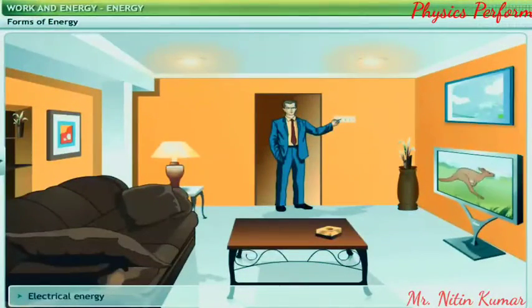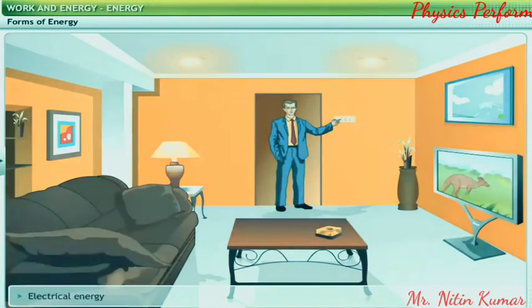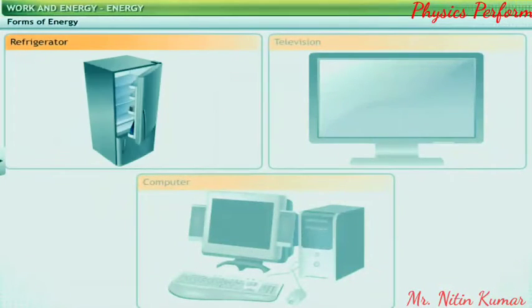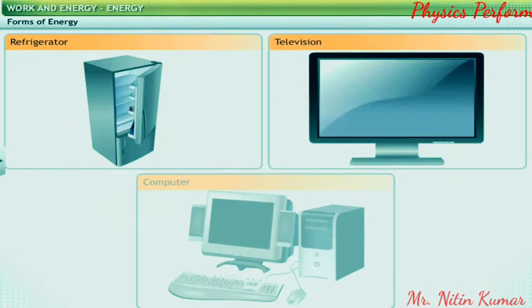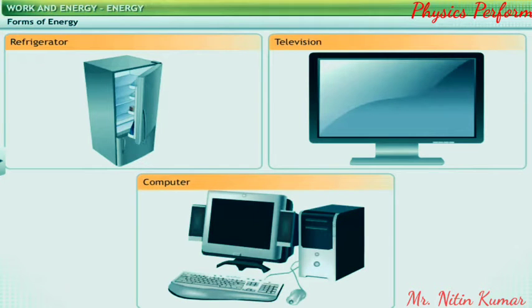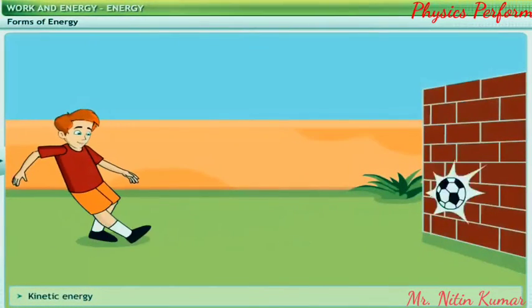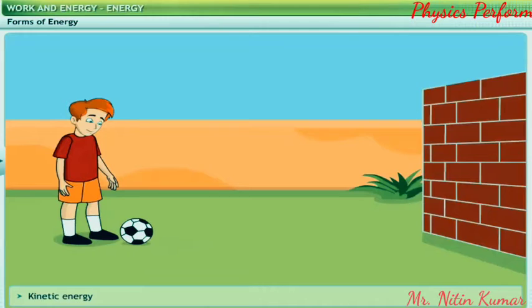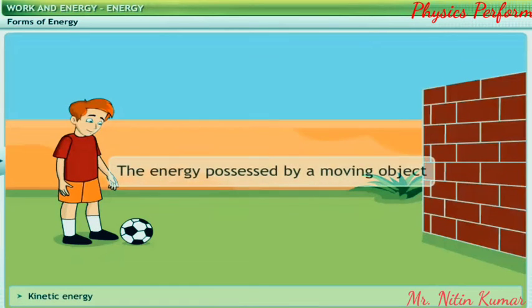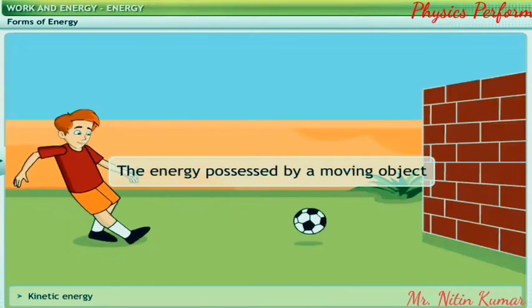And that brings us to electrical energy, something without which we would find it difficult to work and perform simple tasks. This energy enables the functioning of various electrical appliances and machines such as refrigerators, televisions, computers, and much more. Now, observe this boy kicking a ball. This ball moved with energy called kinetic energy. The energy possessed by a moving object is kinetic energy.